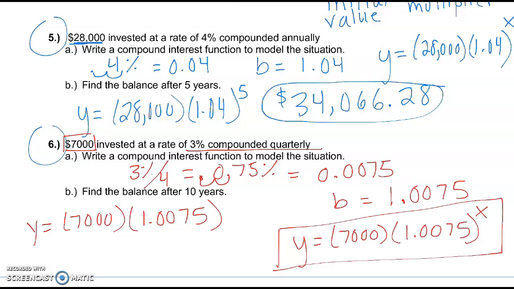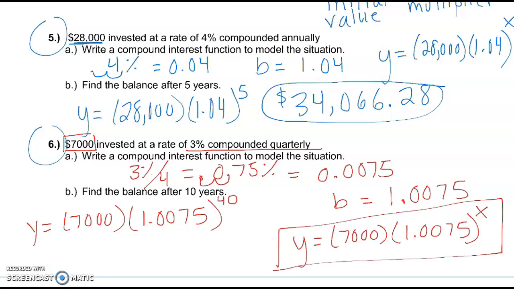Because I'm getting that 0.75% interest 4 times a year. So every year I'd get that 4 times. So if it was 1 year, I would put a 4 in for x. But now I want to know after 10 years. So if it's going to be compounded 4 times a year for 10 years, how many times are we going to get that interest? 40 times.